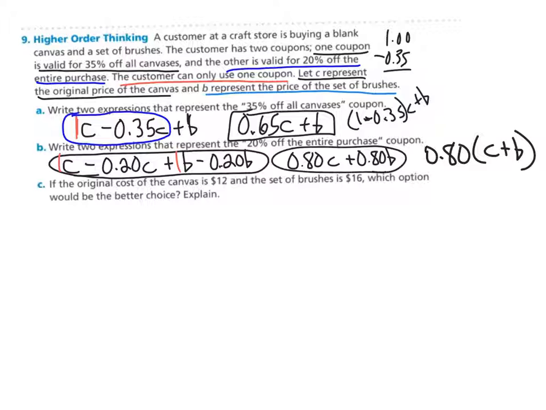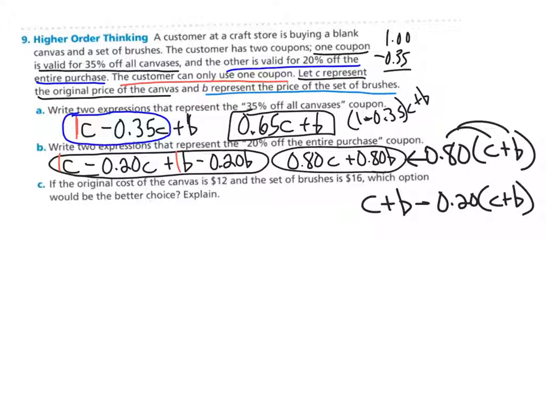So 80 hundredths times the quantity C plus B. In other words, add your costs together, then take 80% of that. And if you think of that, actually, you could think of it as distributing. We would end up with what we just had right before that. Another option would be to say, let's add C plus B. That would have been our original cost. And then let's subtract 20% of the combined costs.